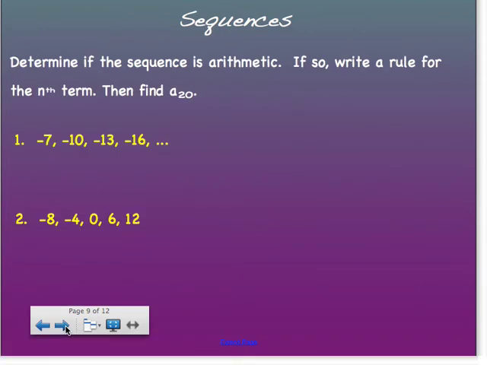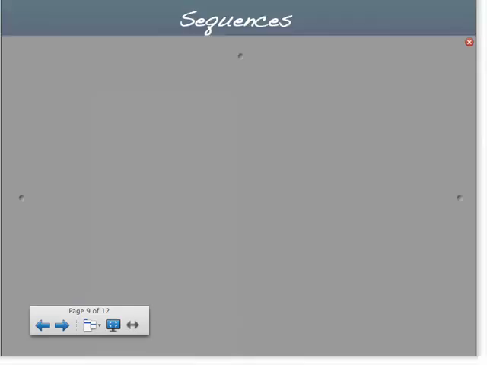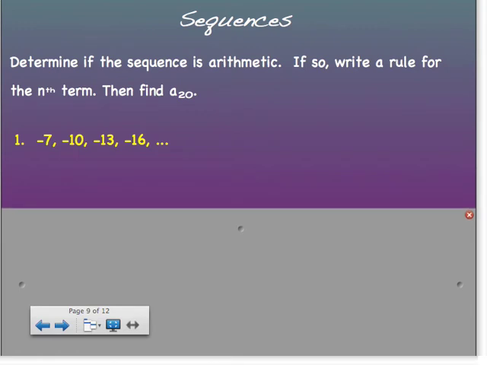So let's try one of these. It says determine if the sequence is arithmetic. If so, write a rule for the nth term. Then find a sub 20. So in general, the first thing you're going to be asked to do is this arithmetic? And the easiest way to do this is to see, is there a common difference between the terms?